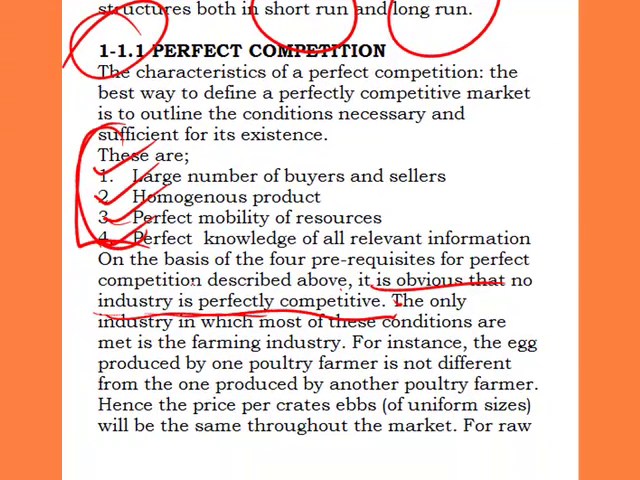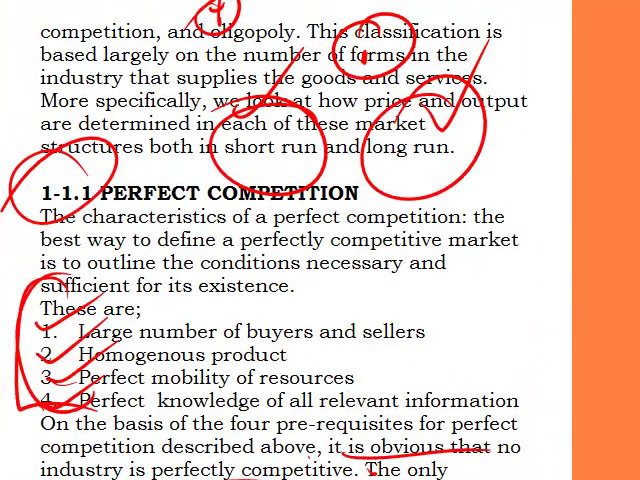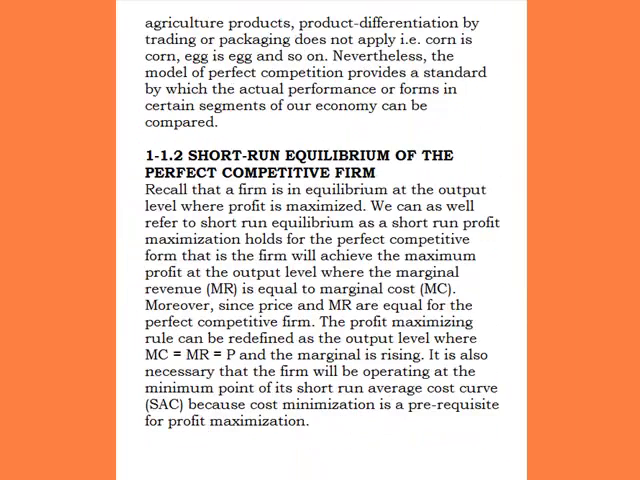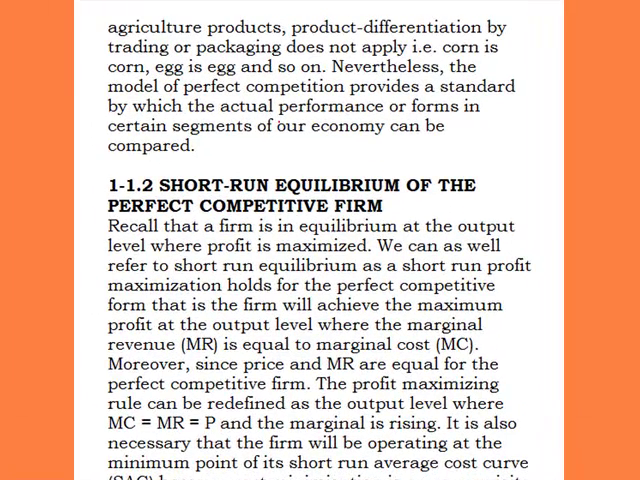So, for instance, the egg produced by one poultry farmer is not different from the one produced by another poultry farmer. Hence, the price per crate of uniform size will be the same throughout the market. Nevertheless, the model of perfect competition provides a standard by which the actual performance of firms in certain segments of our economy can be compared.